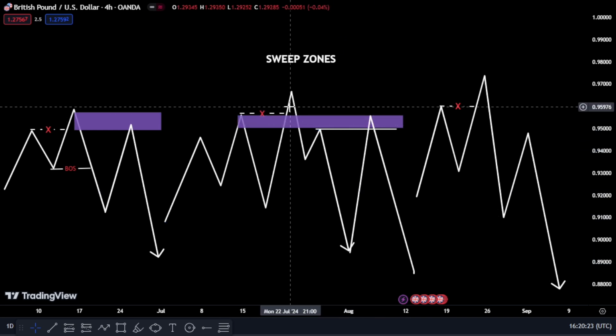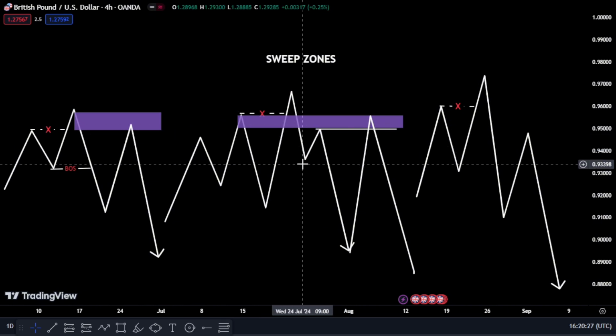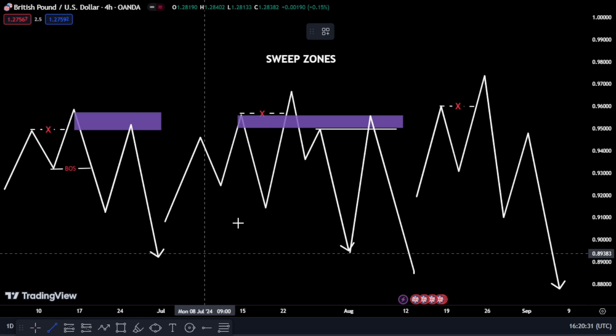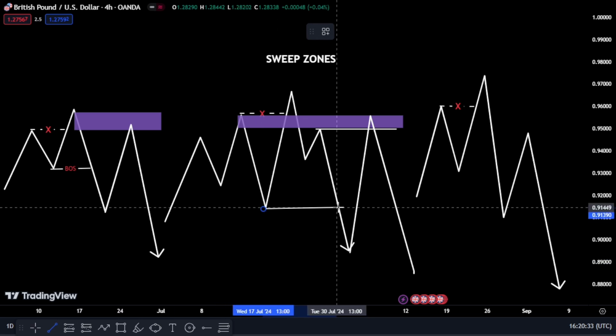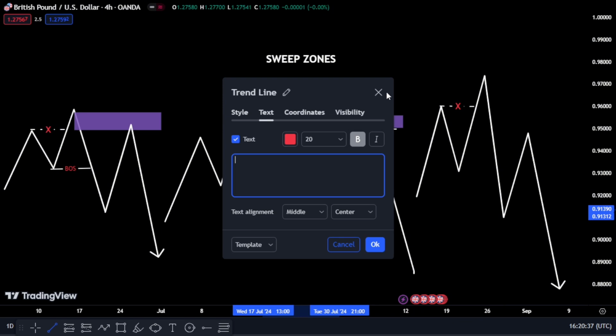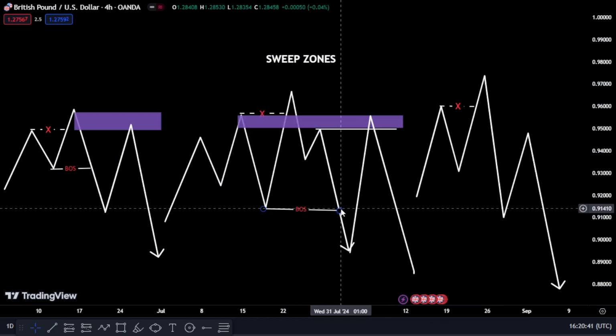So we have the sweep of liquidity. We have an internal high-low structure. Okay, then that means there's a break of structure here, and then there is a break of structure here. That provides us with our break of structure. So this provides us with what? Our break of structure.